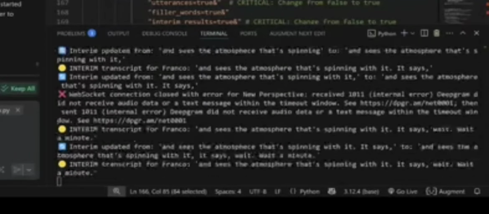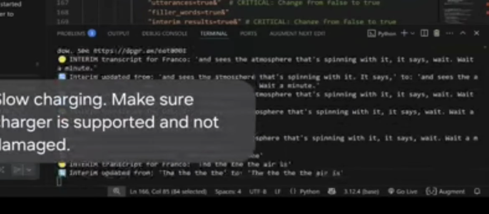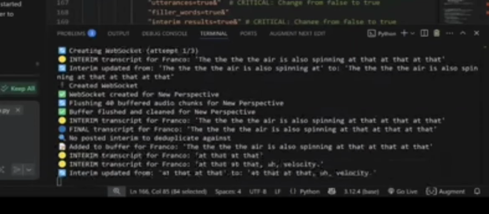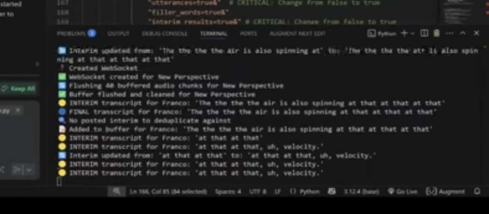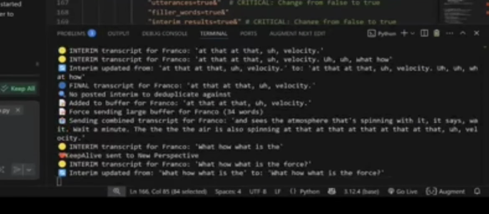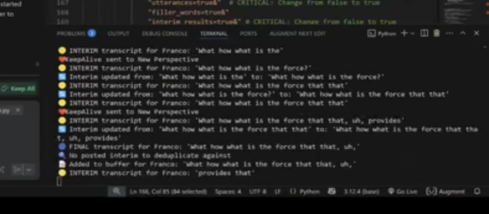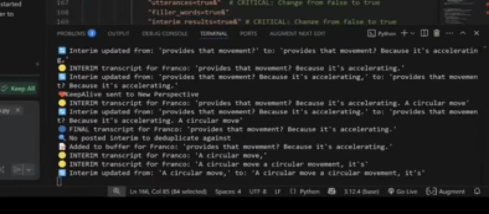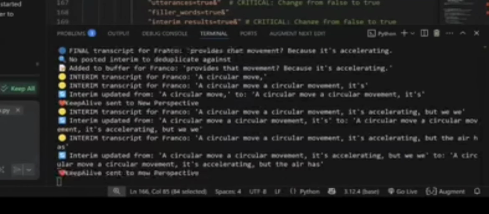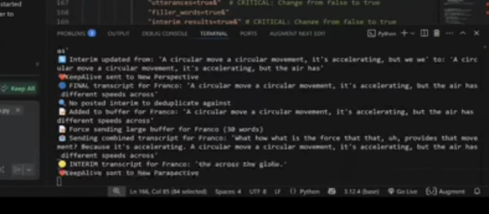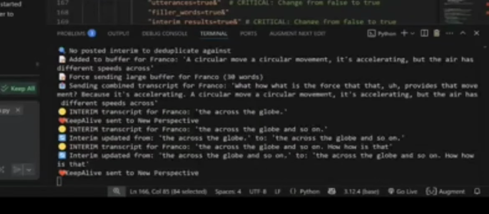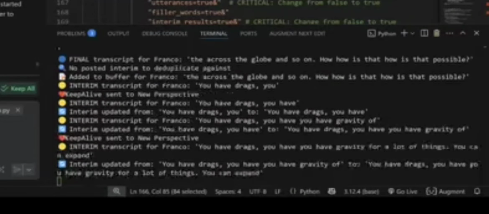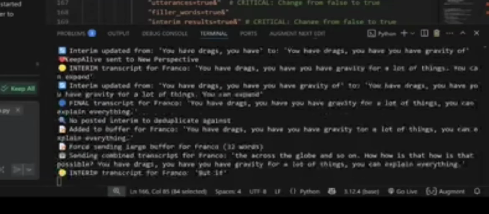wait a minute, the air is also spinning at that velocity. What is the force that provides that movement? Because it's accelerating. A circular movement. It's accelerating. The air has different speeds across the globe and so on. How's that possible? You have drags, you have gravity, a lot of things. You can explain everything, but it's not different than that.